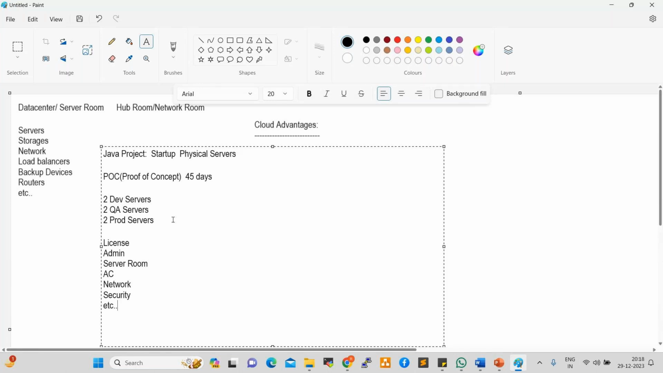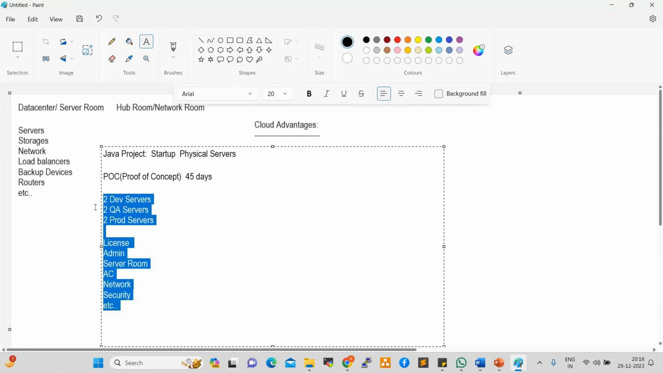Yeah. So this is a startup company. It's the first project we are trying to get from the client, right? If the project is approved by the client, we get the real project. If the project is not approved by the client, what will happen? This is a waste of money, right? The server costing, admin costing, license costing, these are all a waste of money if the client does not approve this POC. This is a waste of money because this is the startup company's first project.